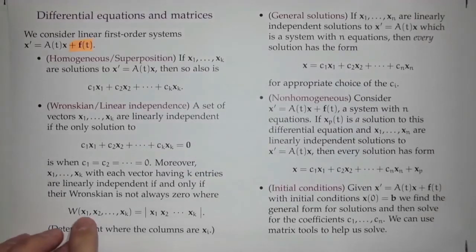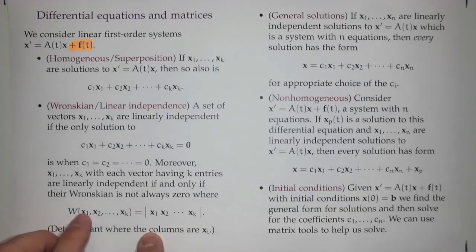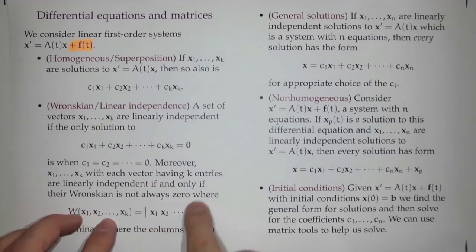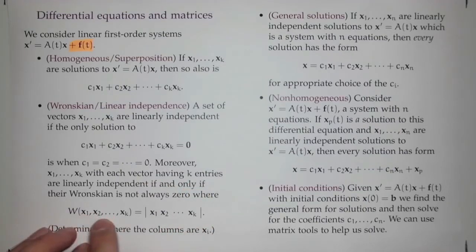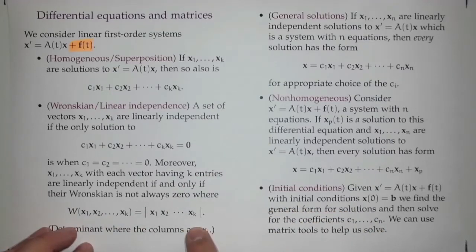If I have a bunch of functions, I'm going to make a matrix where the first column, this is a vector, right? First column is the first vector. Second column is the second vector, all the way to the last column, which is the last vector. But the number of functions has to equal the number of entries in these vectors. Because we're taking a determinant, it has to be square.